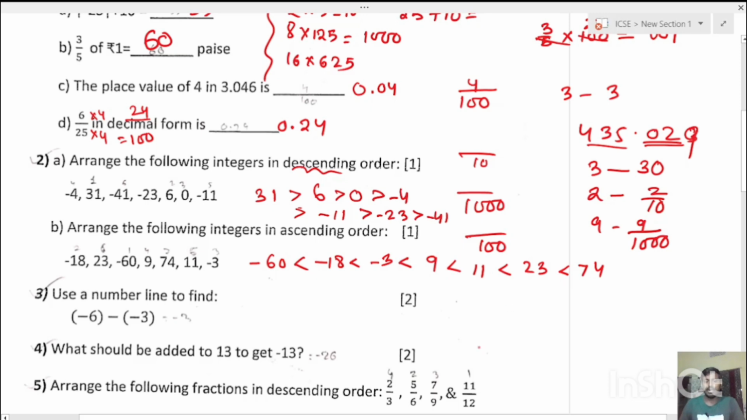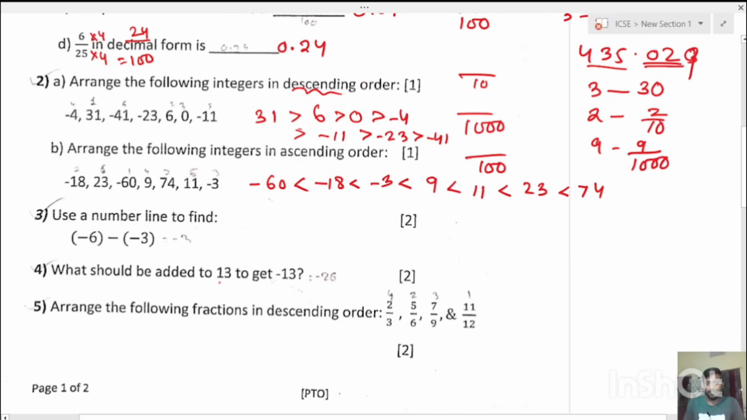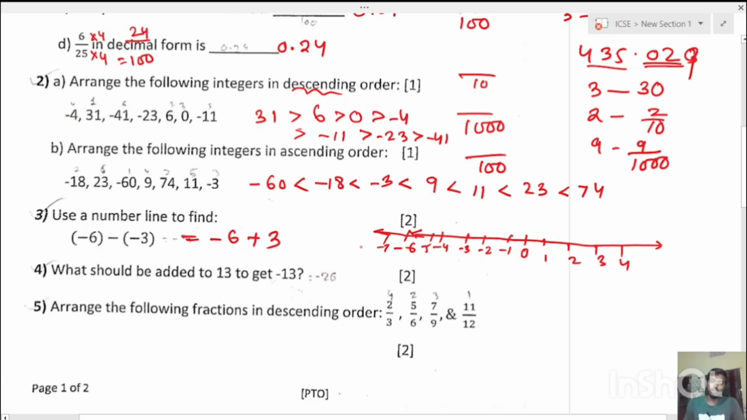Now next question. Use the number line to find minus 6 minus minus 3. First we solve, that is minus 6 minus minus 3, which is minus 6 plus 3. Then draw a number line. This is 0, left side that is -1, -2, -3, -4, -5 and -6, then -7. Here is 1, 2, 3 and 4. First you go to -6 from 0. So first we draw from 0 to -6. Now place the arrow mark. Now go to +3, means right side. Now we are at -6. From -6 we go forward: 1, 2, then 3. So the correct answer is -3.